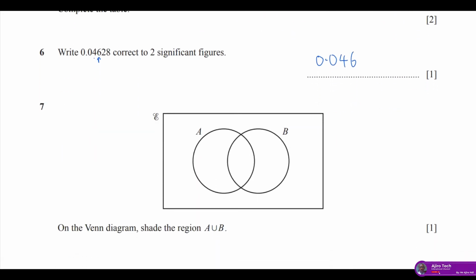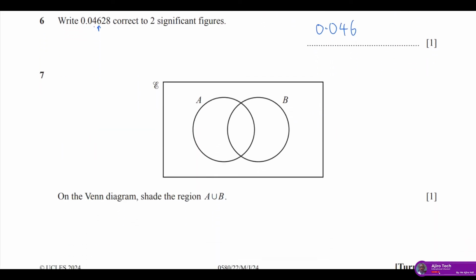Next question. On a Venn diagram, shade the region of A union B. A or B. This is the region of A union B. Try to shade it at 45 degrees to the horizontal. This is A union B.